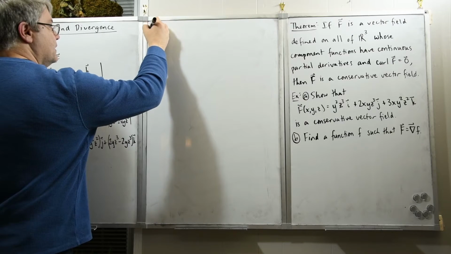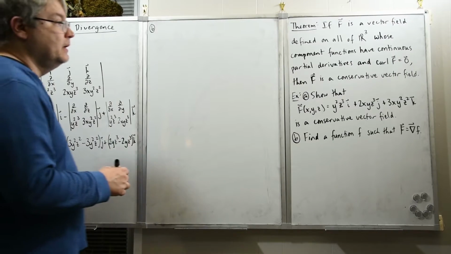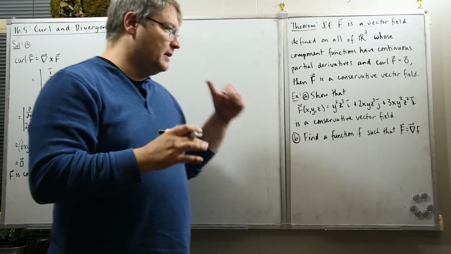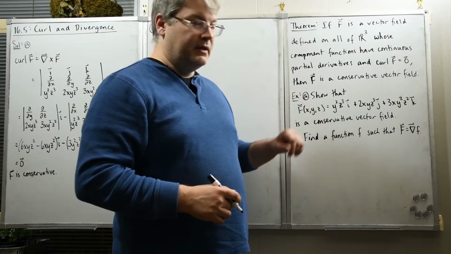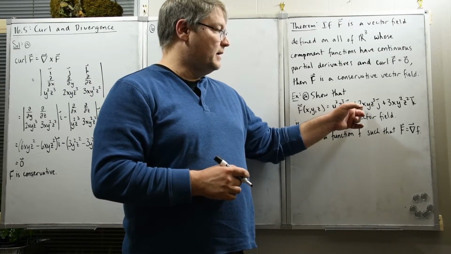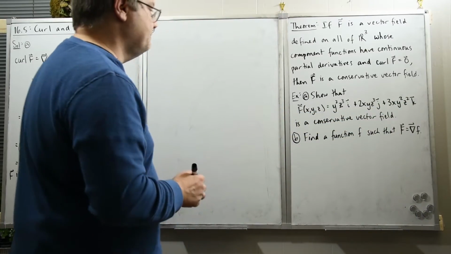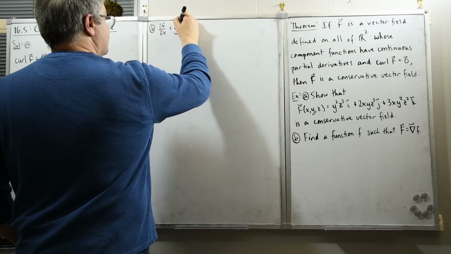Okay, so for part B, we're going to be finding a little f such that big F is the gradient of little f. And the way we go about doing this is the same way we went about it a couple sections ago. So we're going to start out, we know that if we have this little f, and we know we do because we just showed that big F is conservative, then partial little f with respect to x is going to need to be y squared z cubed. Partial little f with respect to y is 2xyz cubed. Partial little f with respect to z is 3xy squared z squared. So we'll start out with partial little f with respect to x. It's going to be y squared z cubed.